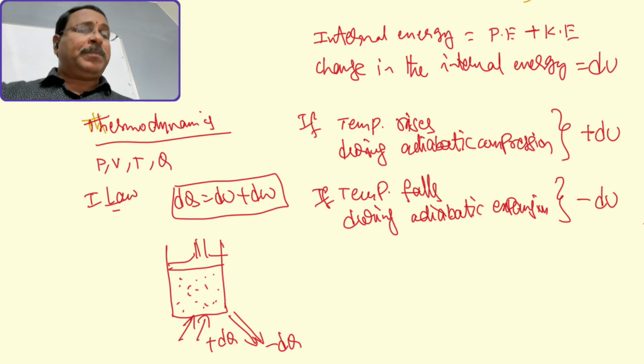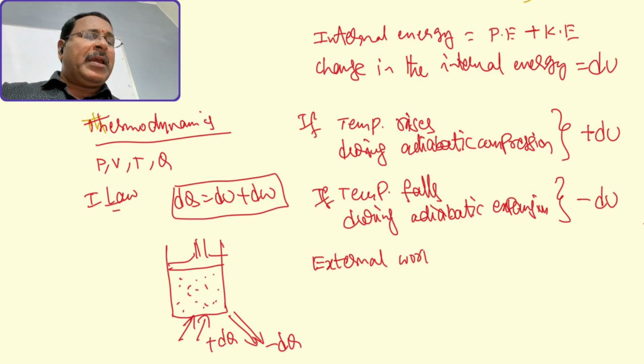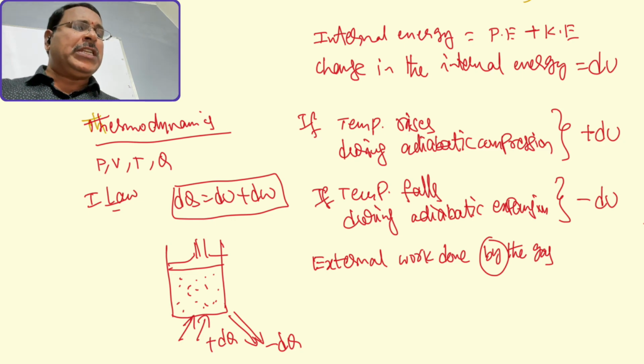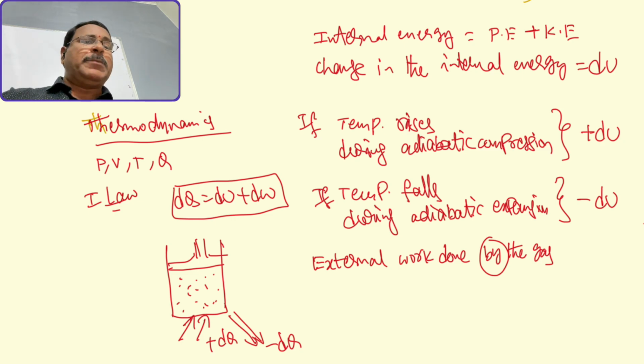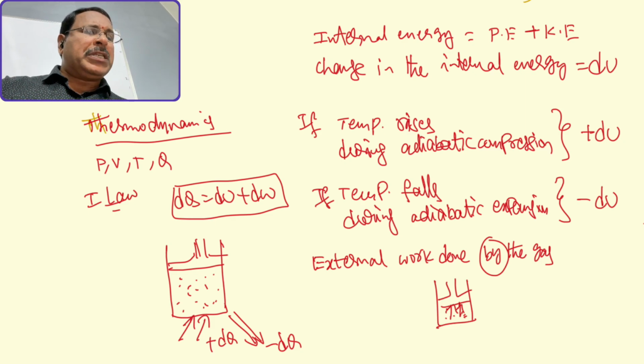Okay, next. What about work done? External work done by the gas. My dear students, listen carefully. By the gas, pronunciation is very important. External work done by the gas means the system is here, the piston is here, then what happens? Gas molecules are pushing the piston outwards and gas molecules are doing work.